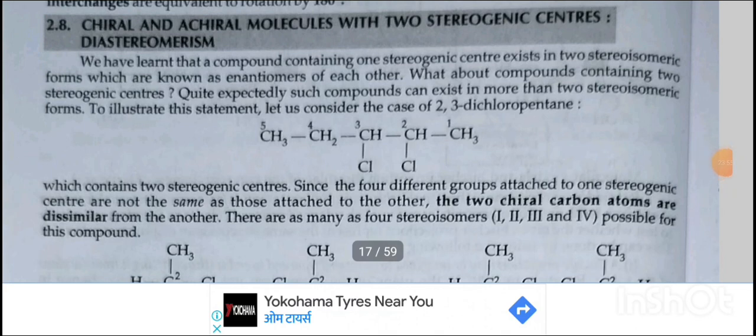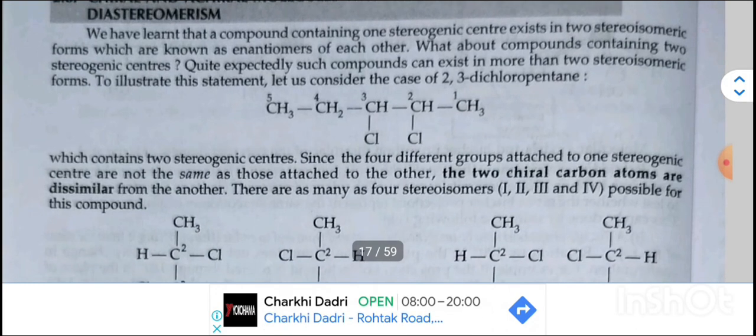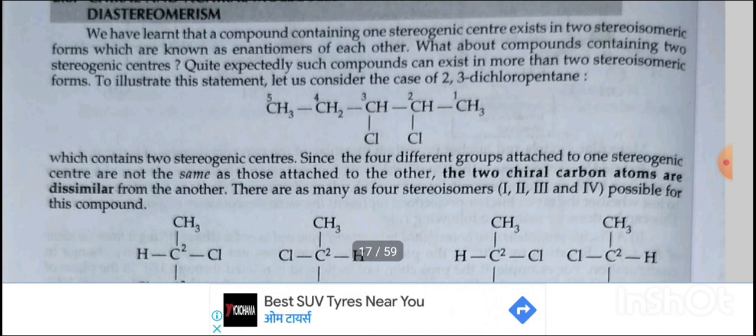Chiral and achiral molecules with two stereogenic centers: diastereomerism. We have learned that a compound containing one stereogenic center exists in two stereoisomeric forms which are known as enantiomers of each other. What about compounds containing two stereogenic centers? Quite expectedly, such compounds can exist in more than two stereoisomeric forms.